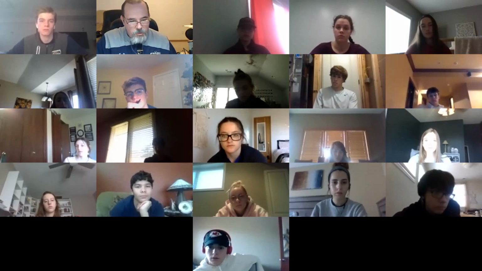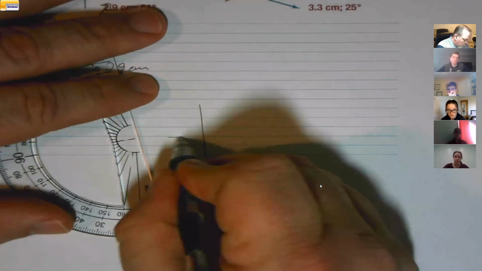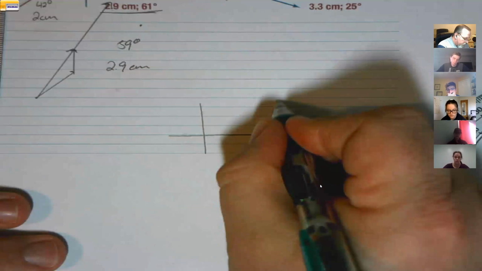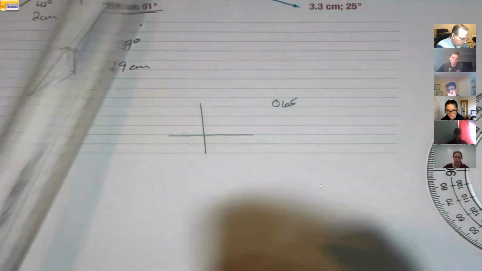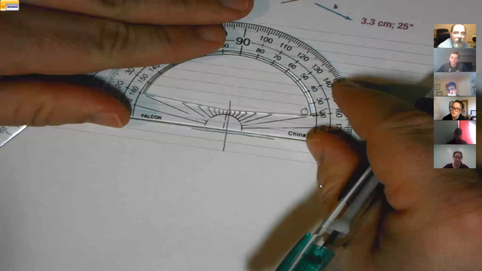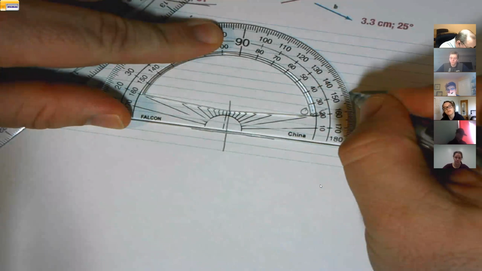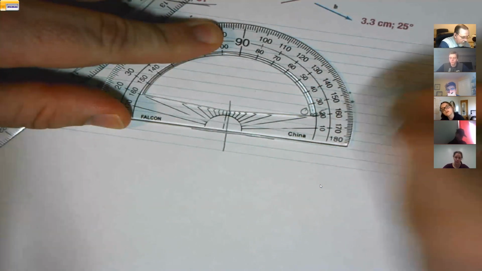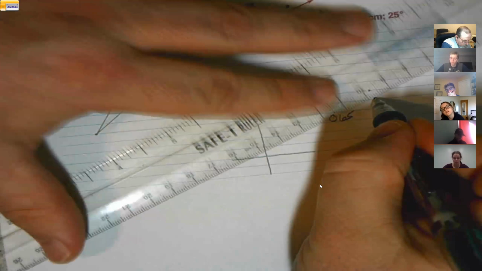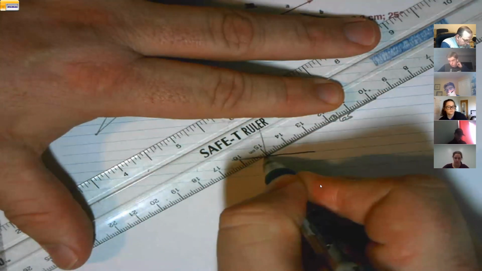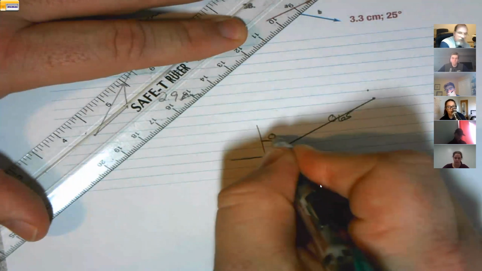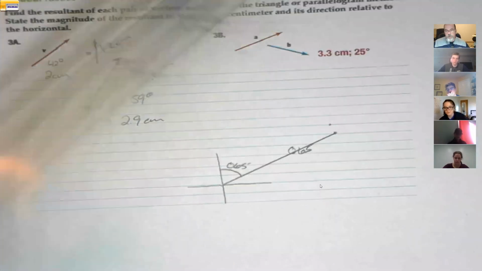I'm almost out of time, but let me share it very quickly. The question is, what is 0.65? Hopefully I've already answered that, but 0.65 would be 65 degrees clockwise from north. So 0.65, 10, 20, 30, 40, 50, 60. Here's 65. And so that right there would be 0.65, clockwise from north.